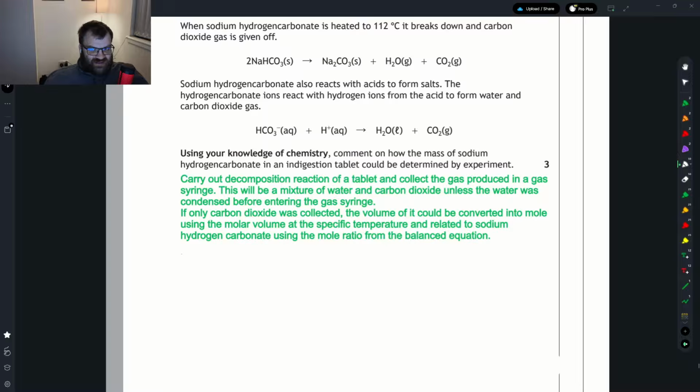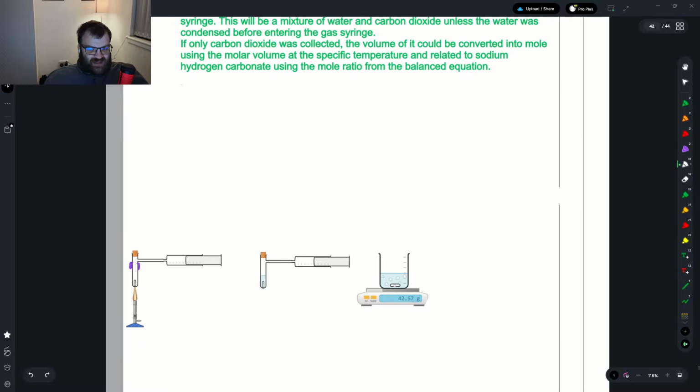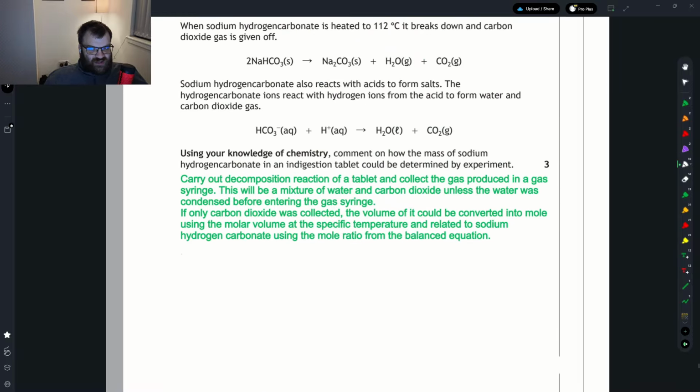Another option that says here, it reacts with acids. So we can react it with an excess of an acid. We can then either collect the gas in a gas syringe like the first one and use molar volume, or we could work out the mass of gas that's lost, which we would equate to the carbon dioxide.